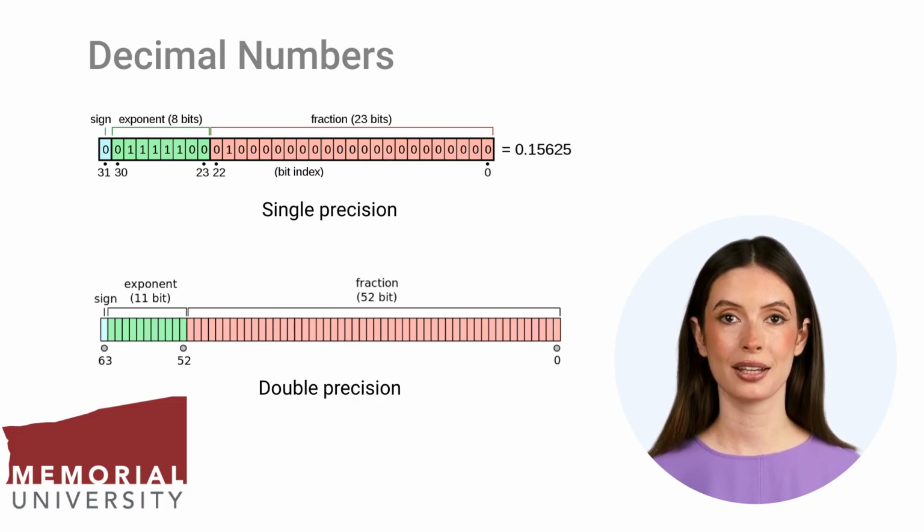A double, that is, a double precision number, occupies 8 bytes, 64 bits: 1 bit for the sign, 11 bits for an exponent, and 52 bits for the fraction. It has a precision of 15 to 16 decimal digits and a range at full precision between plus minus 2.2 times 10 to the minus 308 to plus minus 1.8 times 10 to the 308.